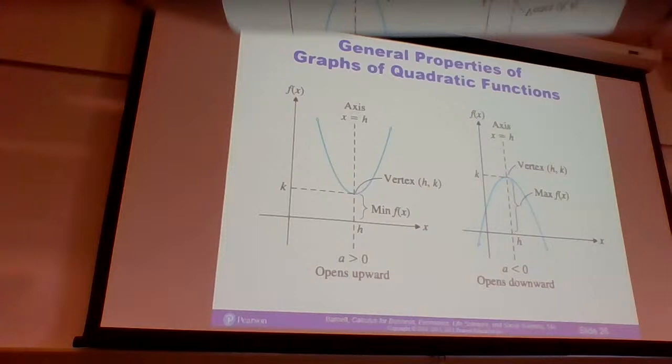So let's practice this. Remember, vertex is the highest or lowest point. If it's a sad face, it's the maximum. If it's a happy face, it's the minimum.